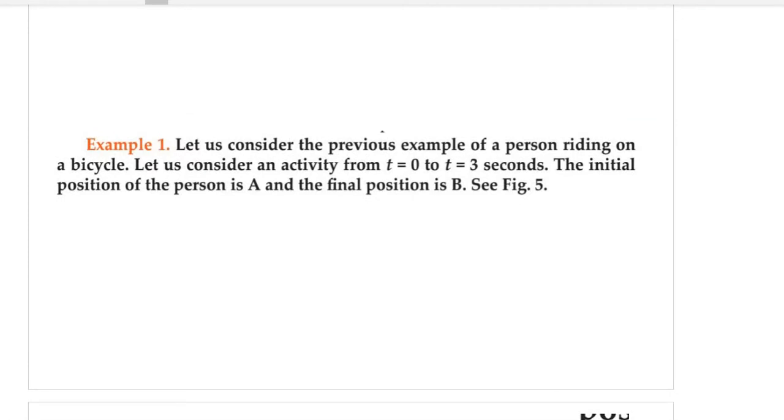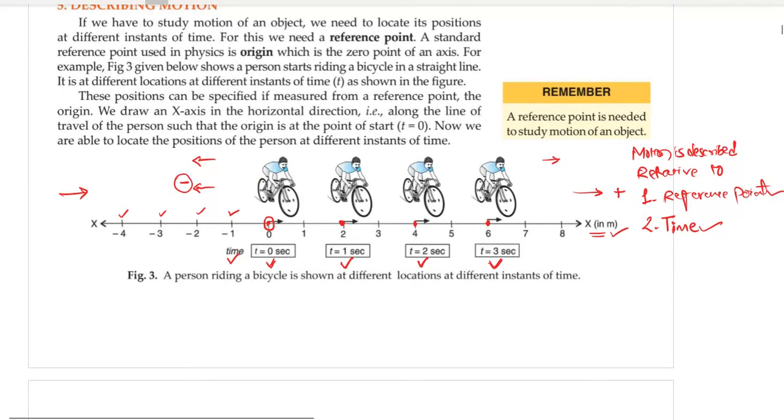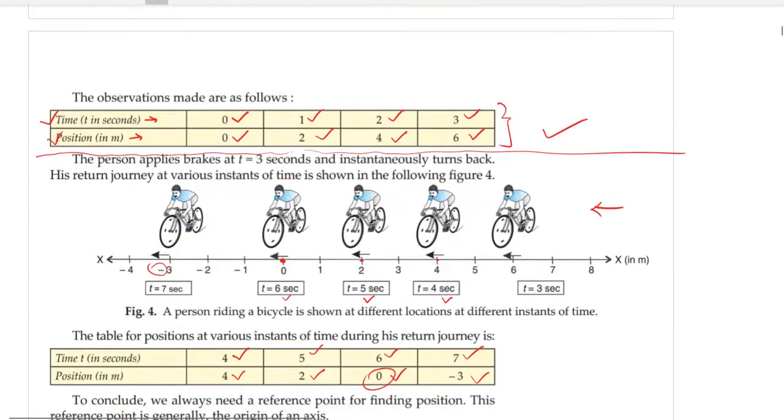Let us consider an activity from t is equal to 0 to t is equal to 3 seconds. Now as you can see from this particular diagram, at t is equal to 0, the person was at the reference point, then t is equal to 1, t is equal to 2, t is equal to 3. At t is equal to 3, the person was 6 meter away from the reference point, right? The person moved in the right hand direction from the reference point, starting at 0 second, and till 3 seconds we observed the person. He reached 6 meter away in the right direction from the reference point.